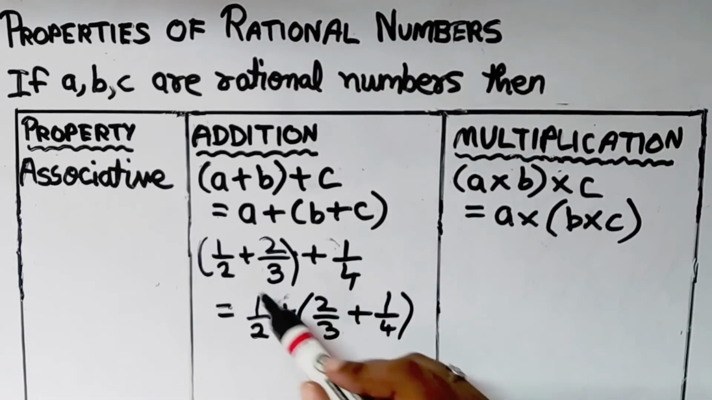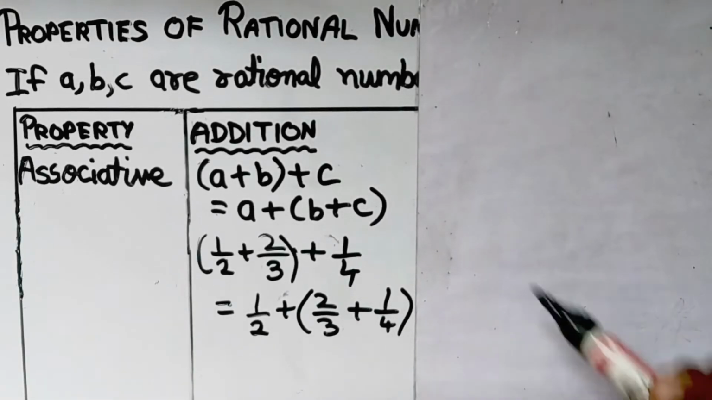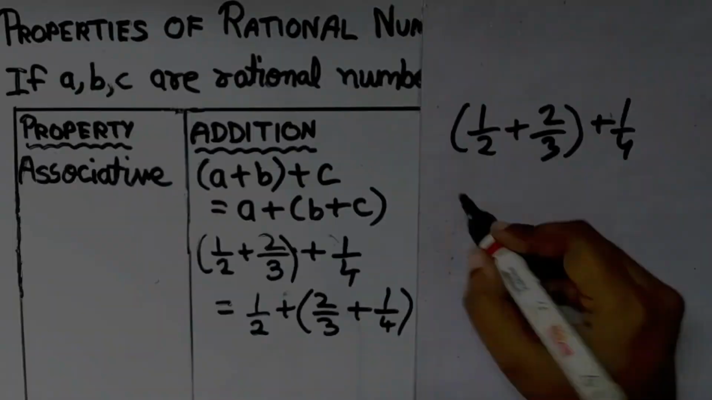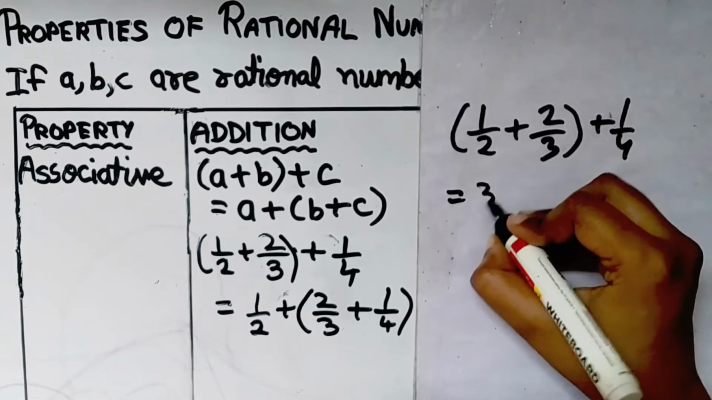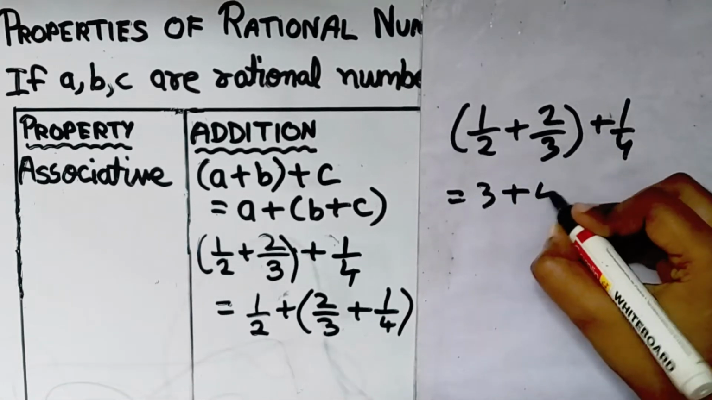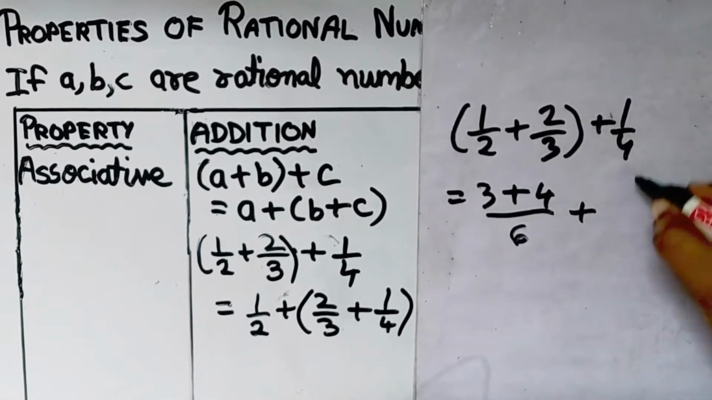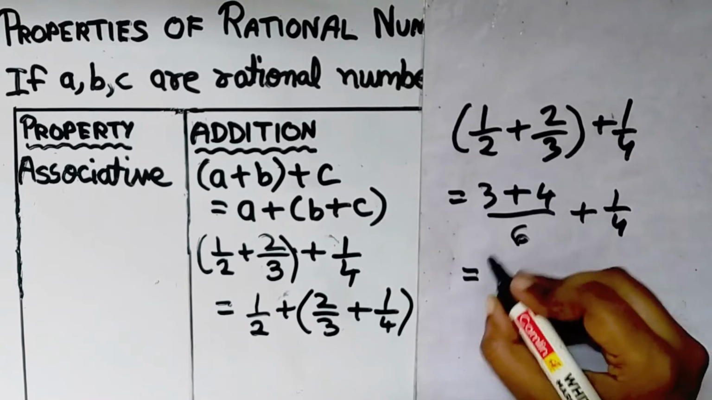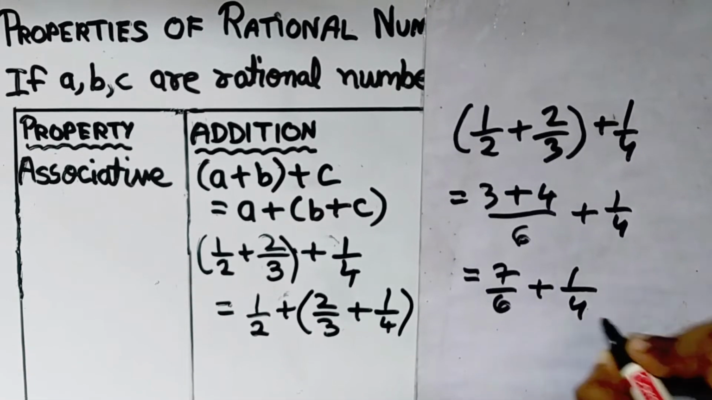We will verify this. First we will see the left hand side. I don't have space here, so I will solve it here. First we will solve this: 3 1s are 3 plus 2 2s are 4 upon 2 3s are 6, plus this 1 upon 4. We will write it separately. So 3 plus 4 is 7 upon 6 plus 1 upon 4.